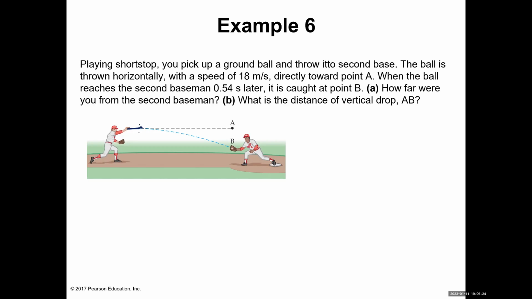So what you have is you are throwing this with an initial velocity of 18 meters per second, where the launch angle theta is 0 degrees, because it says the ball is thrown horizontally. Obviously you throw toward position A, but because of gravity it's going to change the trajectory, going from there to here. And one thing you know here is it takes 0.54 seconds to go from A to B.